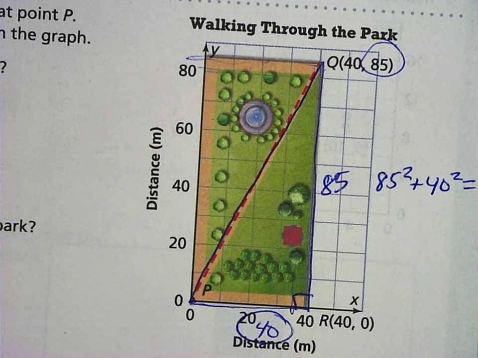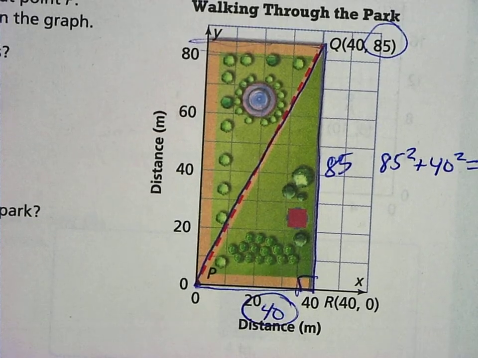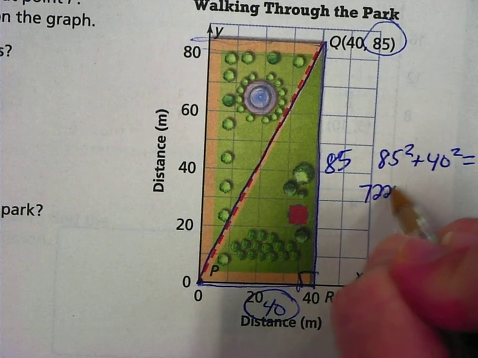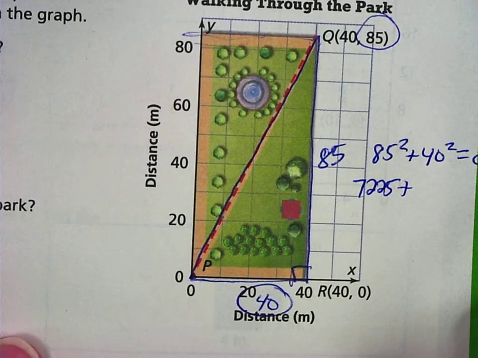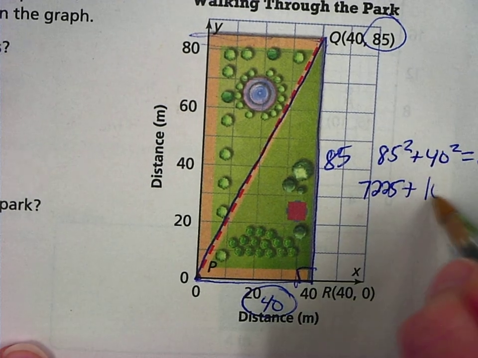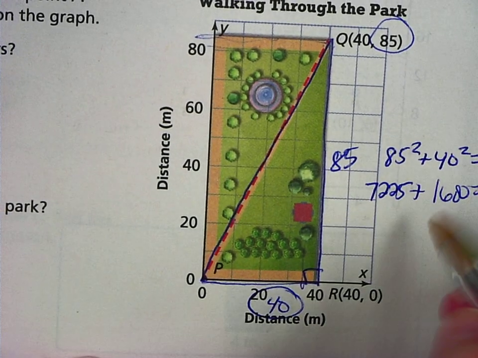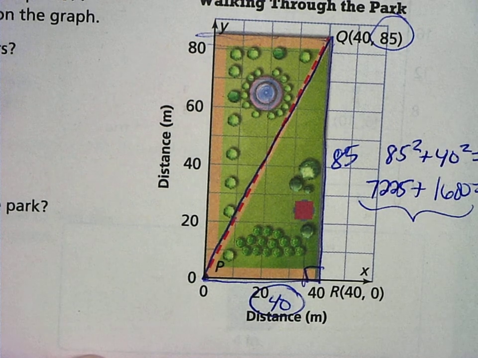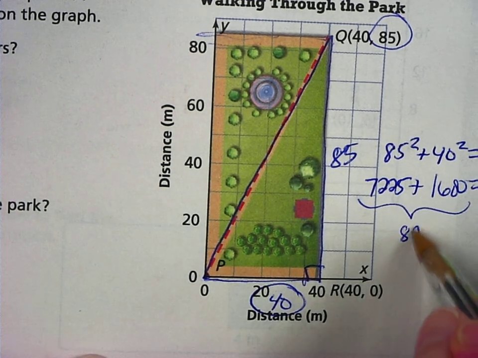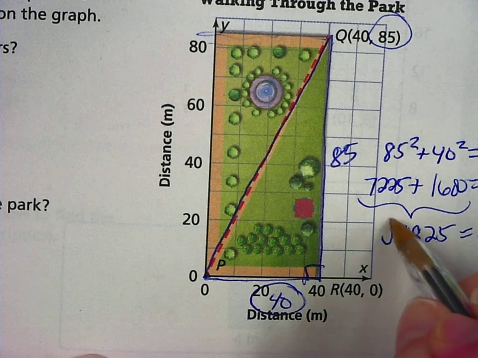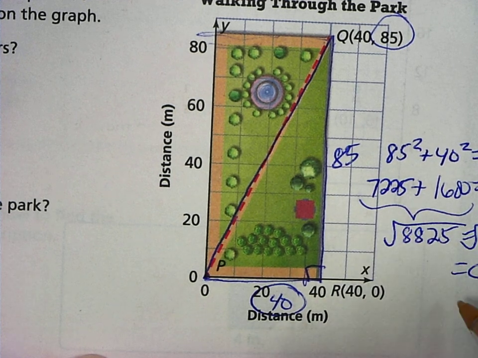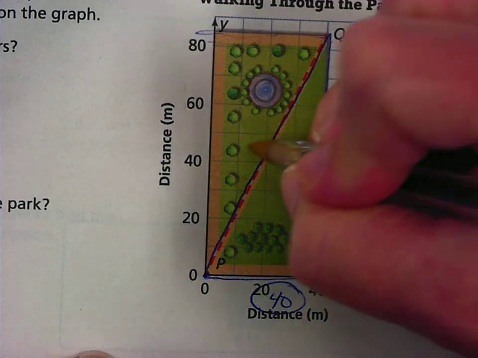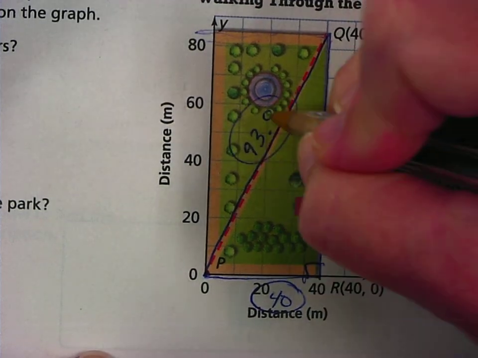Okay, so now let's work this out. 85 times 85 is 7,225. 40 times 40 is 1,600. Okay, so let's add those two together because they are on the same side. 8,825. And then let's square root that. So the square root of that is, round correctly, 93.9. So the length of the shortcut is 93.9 meters.